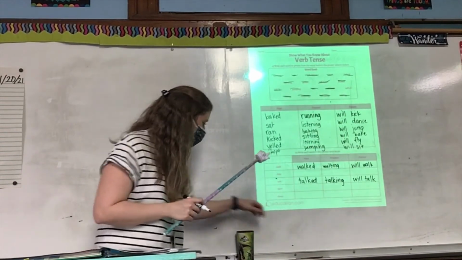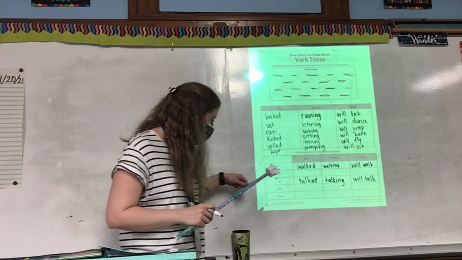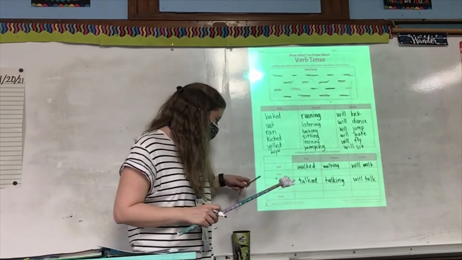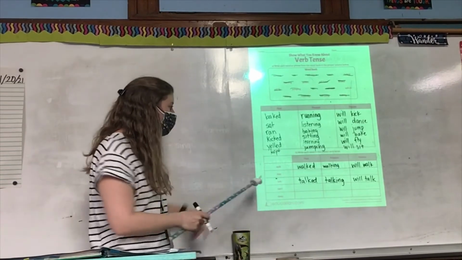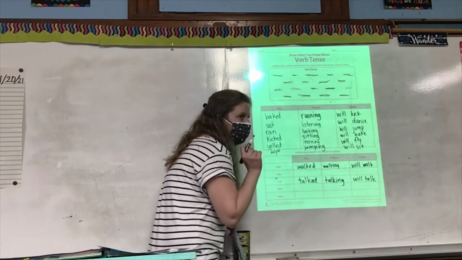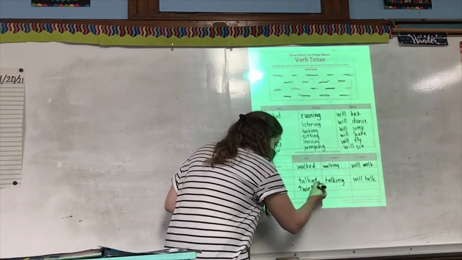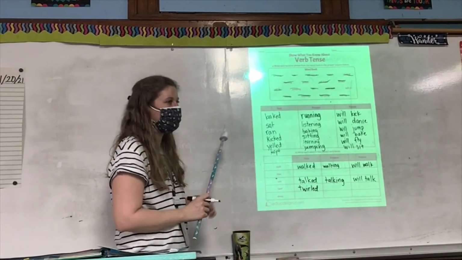Twirl. Oops. Well, Kingston, you already got to do one of these, though. Mason, twirl. What did they do yesterday? Twirled. Spell it. T-W-I-R-L-E-D. They twirled on the dance floor yesterday.